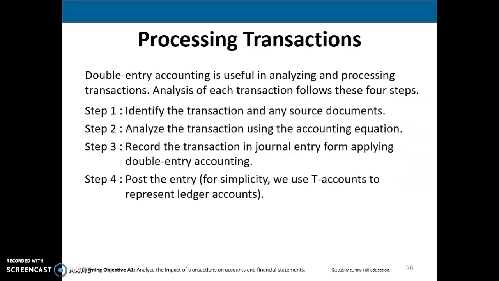All right, so let's look at how we're going to see the transactions and what they look like. The examples they're going to use here are the same examples we saw in chapter 1 when we were just identifying what accounts. Now we're going to see those accounts put into a journal entry format.